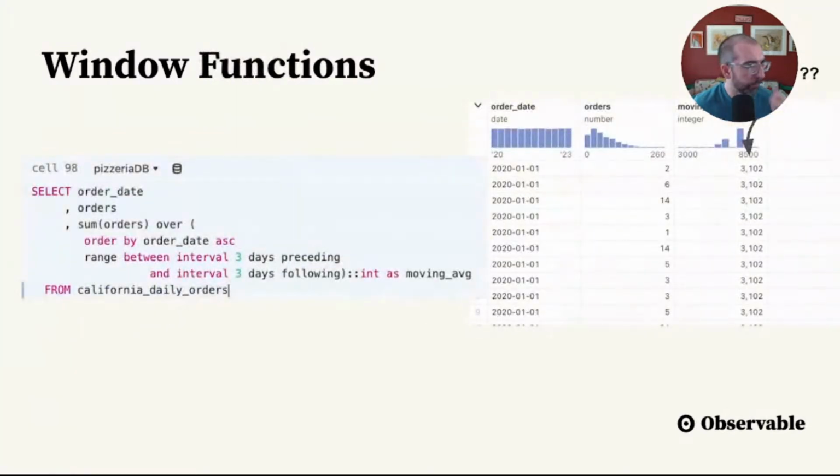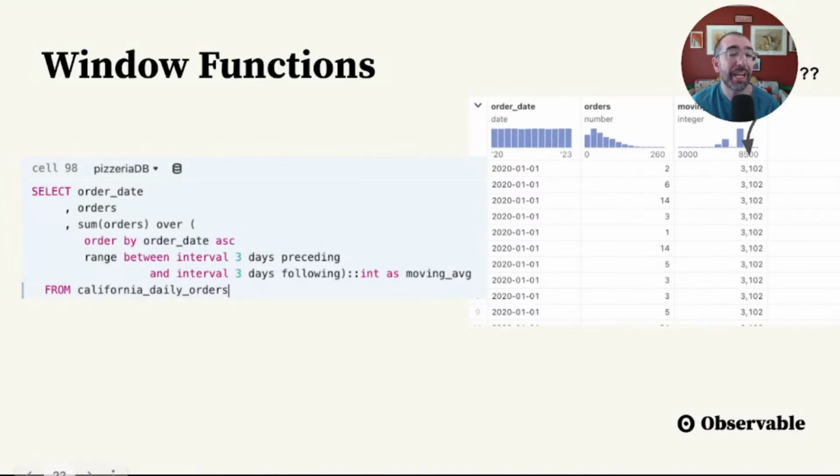So here we've got a simple query. It's going to pull up the order date, the number of orders, and it's going to try to sum those orders by the order date. So we're going to order by the order date, and for this range of 3 days preceding and 3 days following. So that's a moving average.